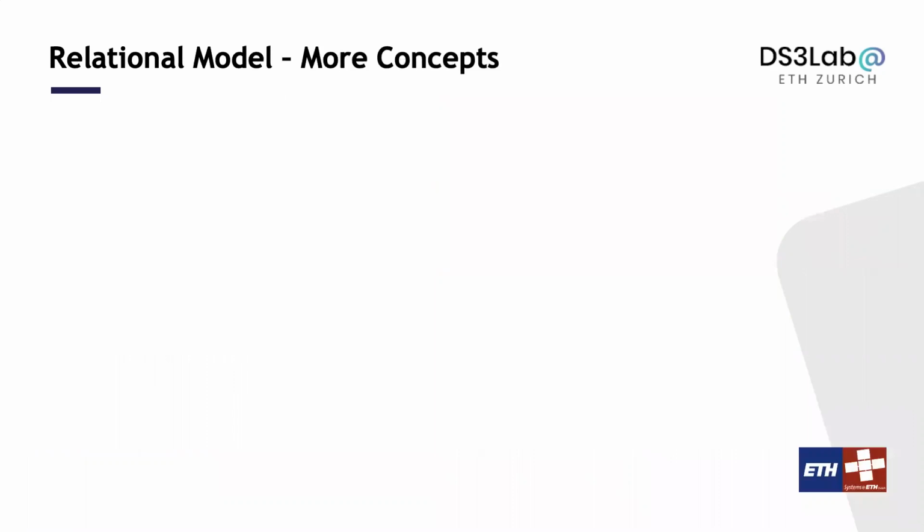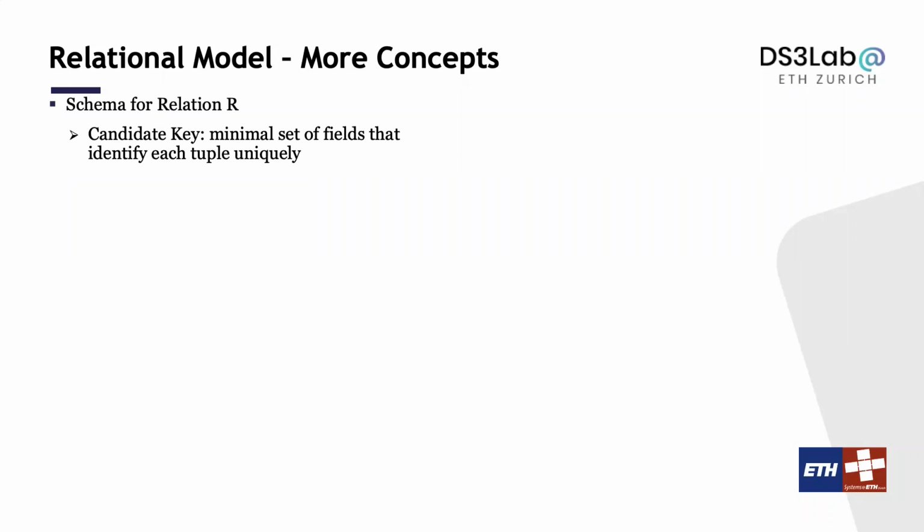Okay, so now we talk about a schema of relation, our database, right? And we talk about the instance of a relation. So there are actually a little bit more concepts that we can look at. So once you have the schema, one thing that we also need to define is the concept of key. So what do we mean by that?